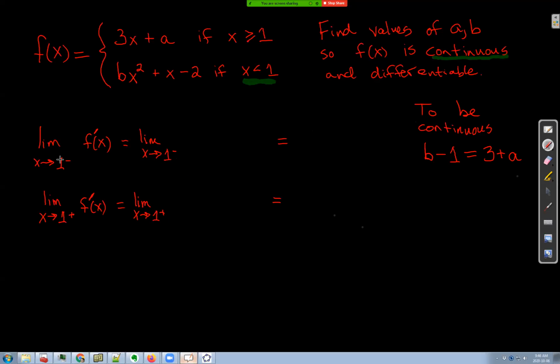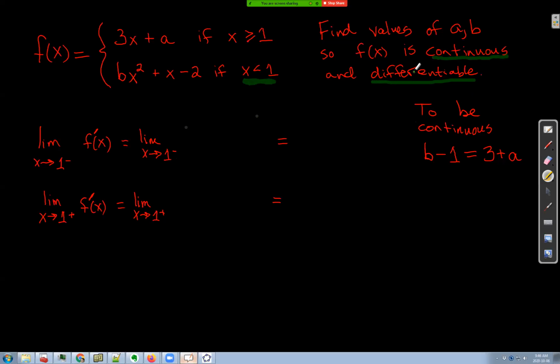So I'm going to look at the limit as x goes to 1 from the left of the derivative of f of x. And I'm going to look at the limit as x goes to 1 from the right of the derivative of f of x. And the reason is that's what's going to tell me about differentiability, is that differentiability is about the derivative.